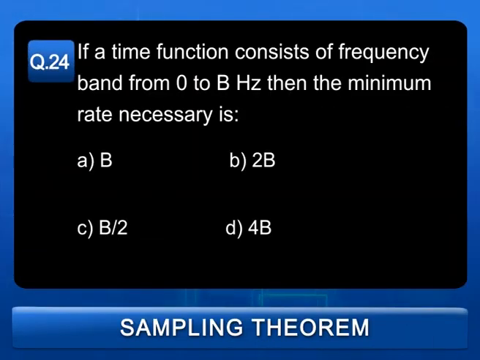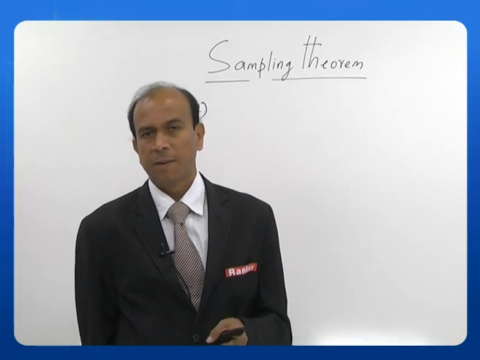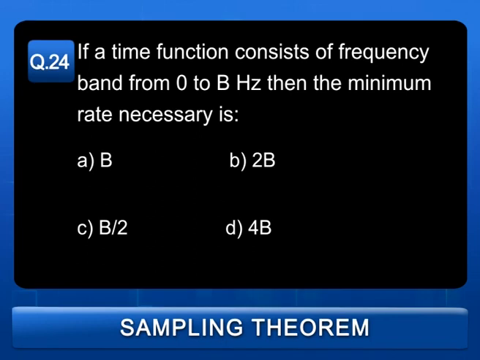24th question. If a time function consists of frequency band from 0 to B hertz, then the minimum rate necessary is A B, B 2B, C B by 2 and D 4B. Okay, it is band limited only to 0 to B. So, the answer is twice, that is 2B.